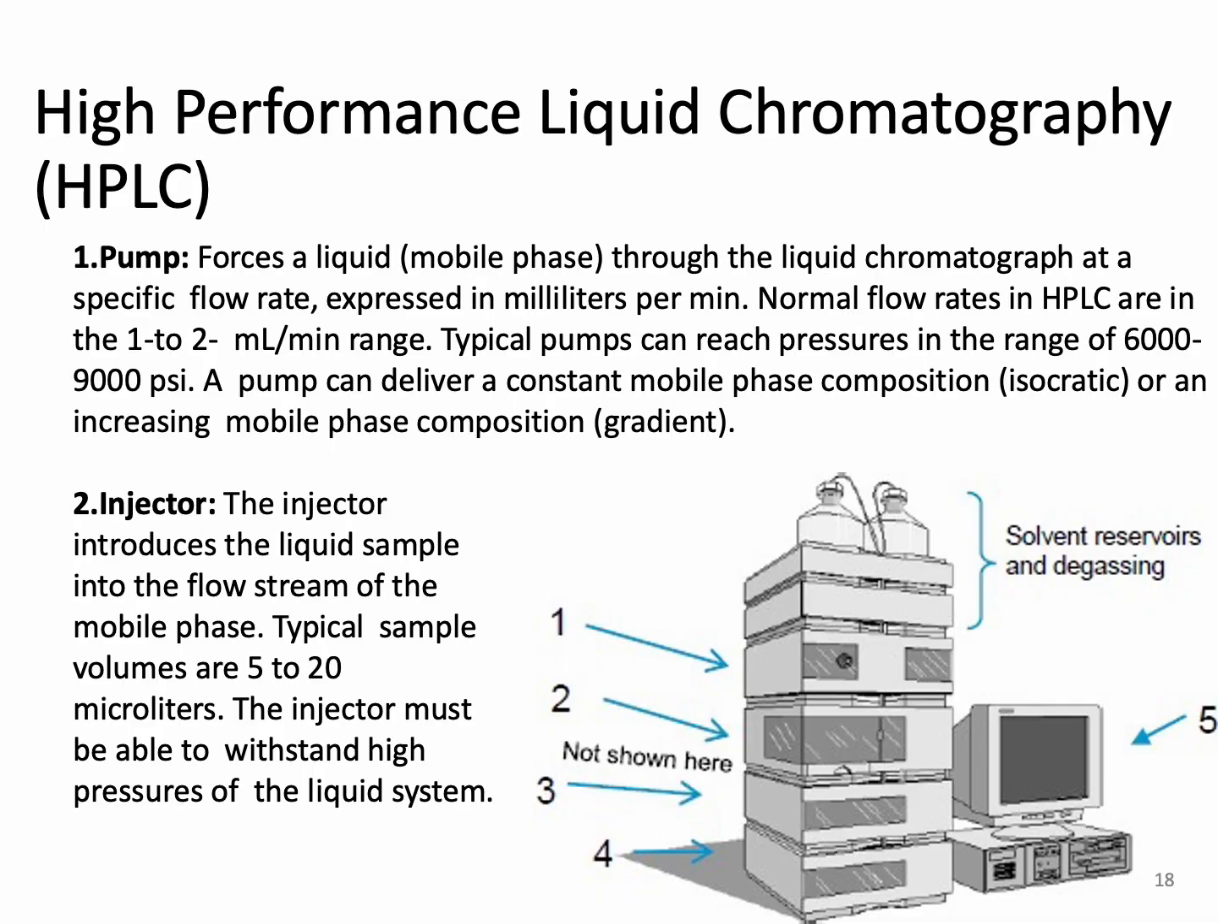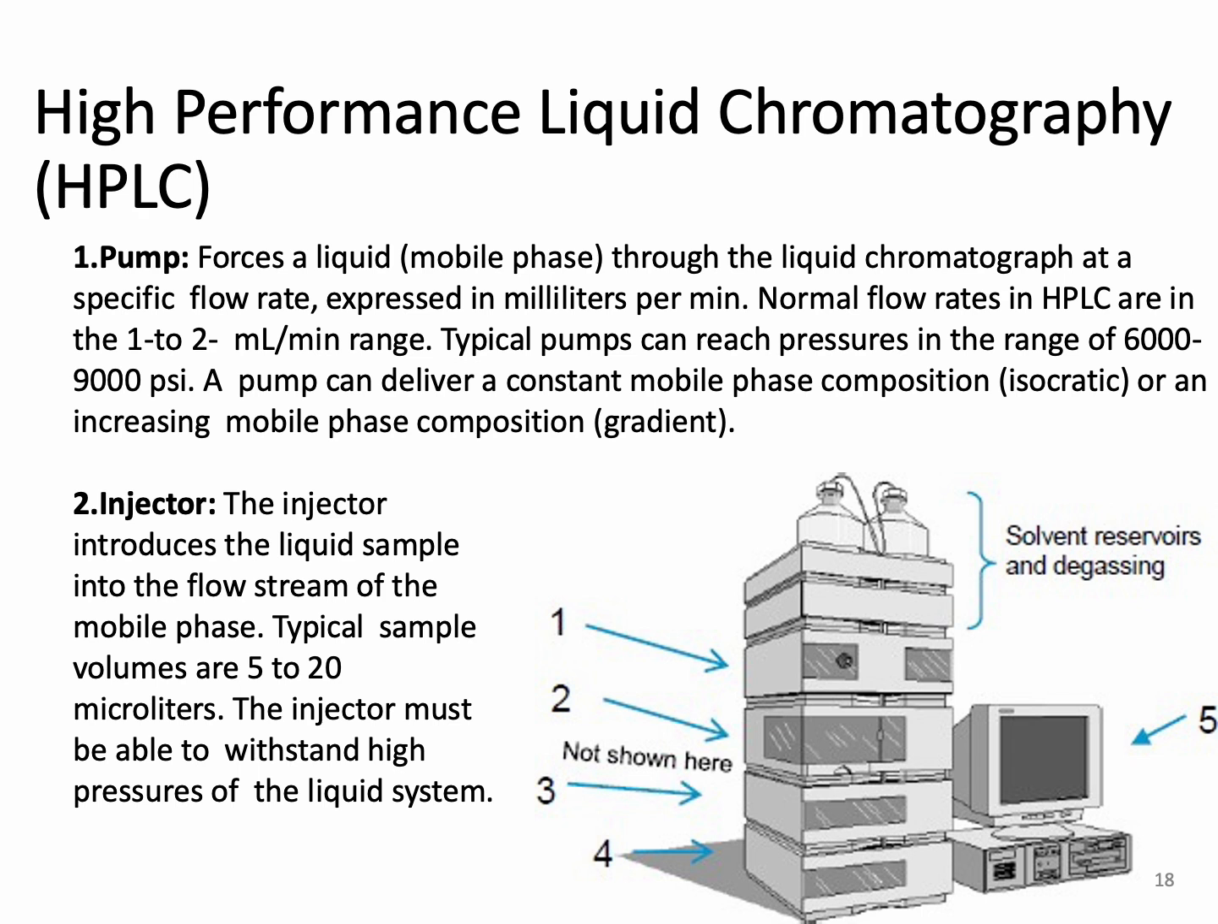We can also use high performance liquid chromatography, or HPLC. Let's go first over the structure of an HPLC. First, we have the pump. It forces a liquid, which we call the mobile phase, through the liquid chromatograph at a specific flow rate expressed in milliliters per minute. Normal flow rates in HPLC are in the 1 to 2 milliliters per minute range. Typical pumps can reach pressures in the range of 6,000 to 9,000 psi.